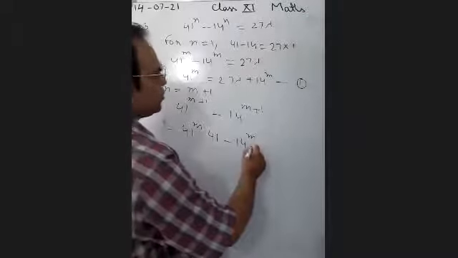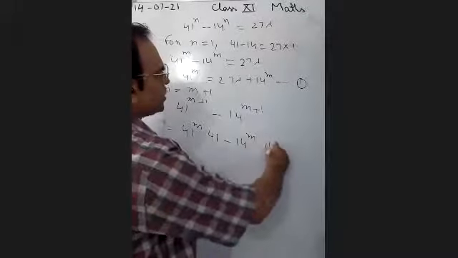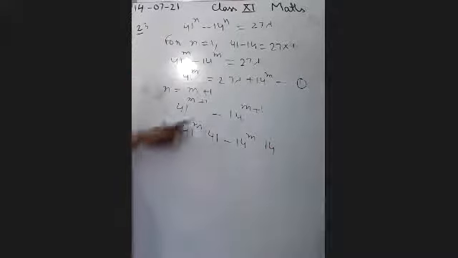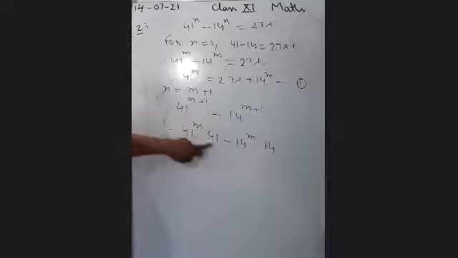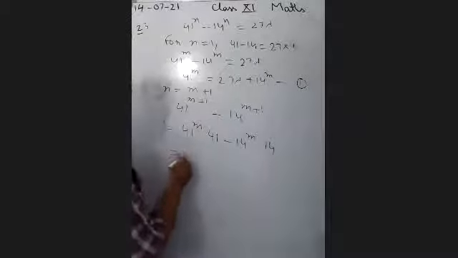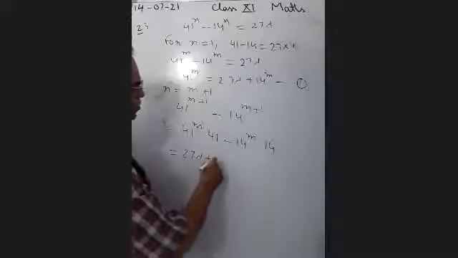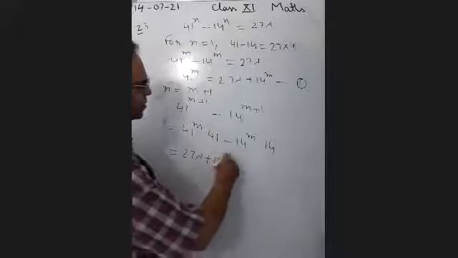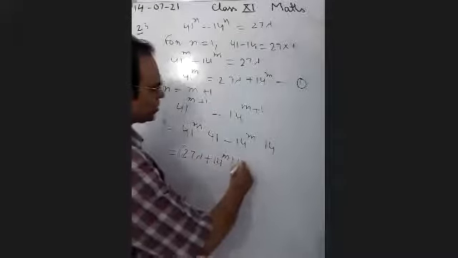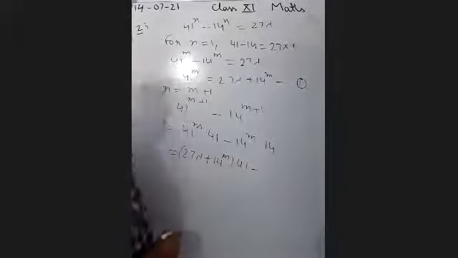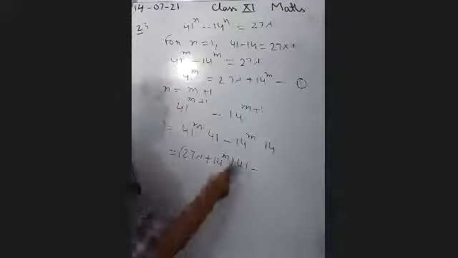You can write here 14 to the power m into 14. So we have shifted the power, okay, into the product. One power we are shifting into the product. Now we are putting the value of 41 to the power m from equation 1: 27 lambda plus 14 to the power m, into 41, minus 14 to the power m.